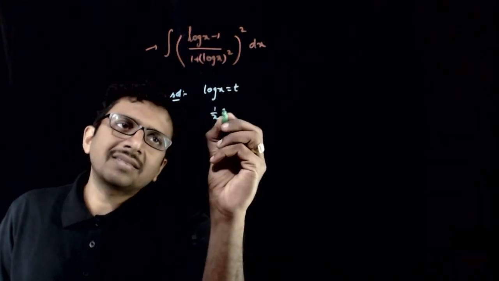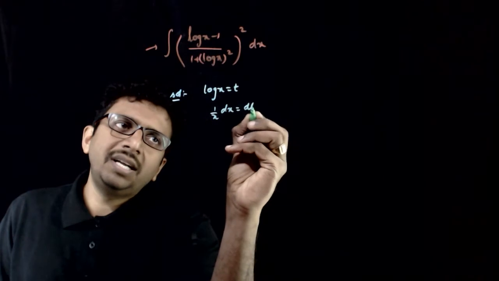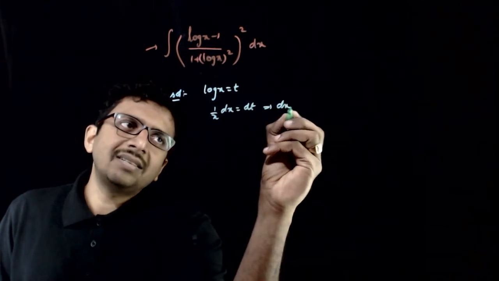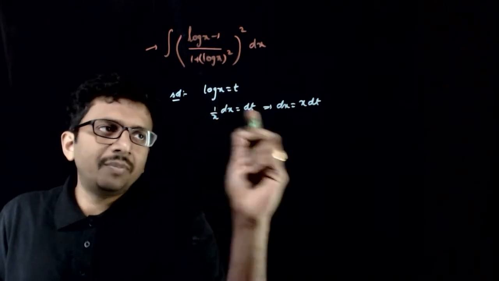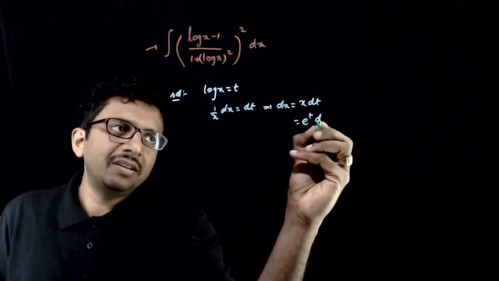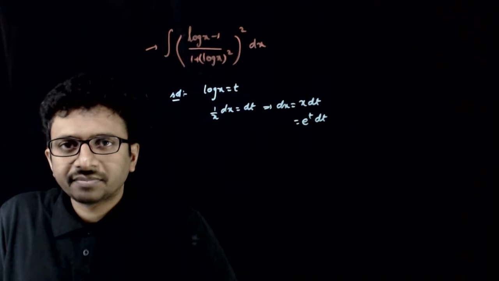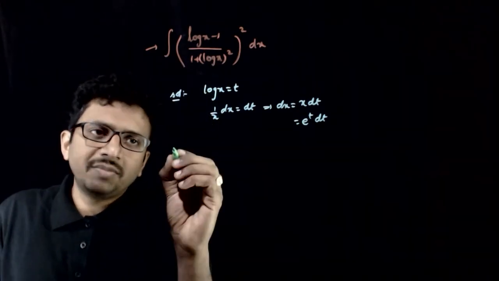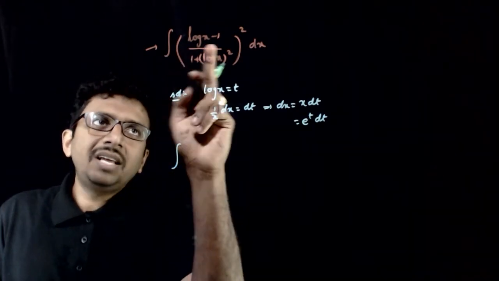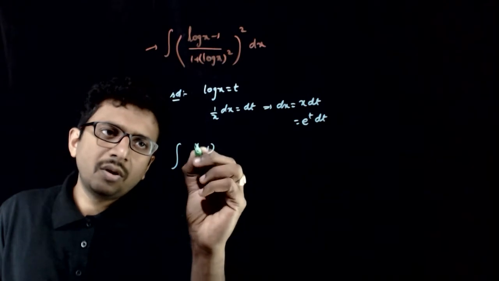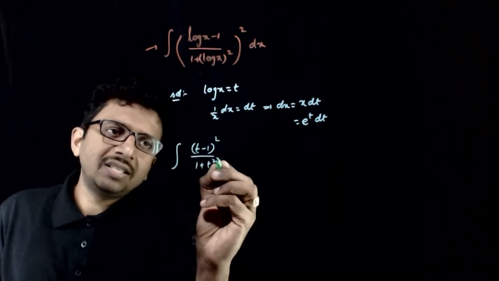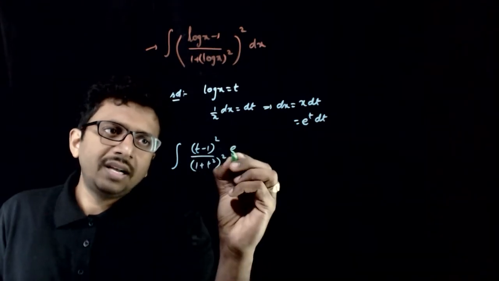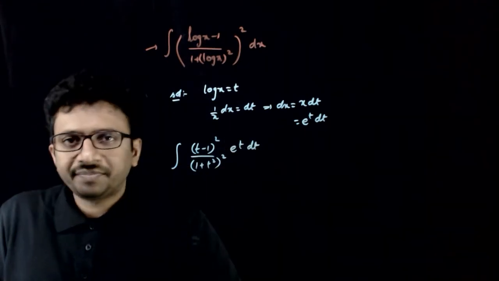So 1 by x dx will be equal to dt. This implies dx is equal to x dt, and x is nothing but e power t, so dx is e power t dt. So now what does this integration become? Integration of ((t minus 1) by (1 plus t square)) whole square times e power t dt.